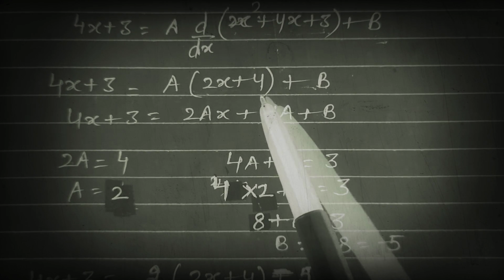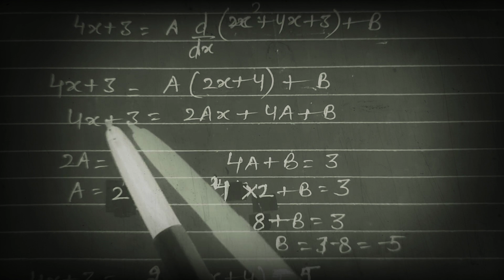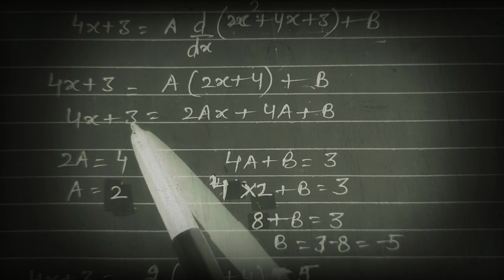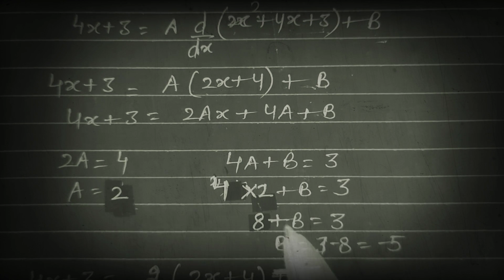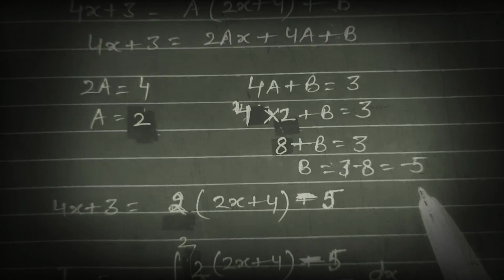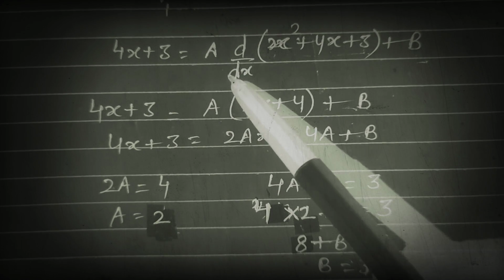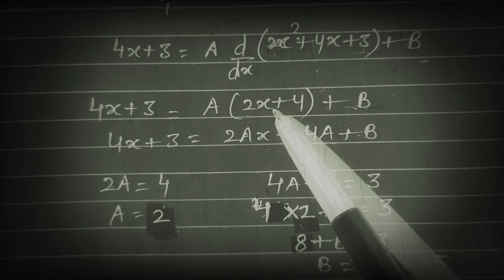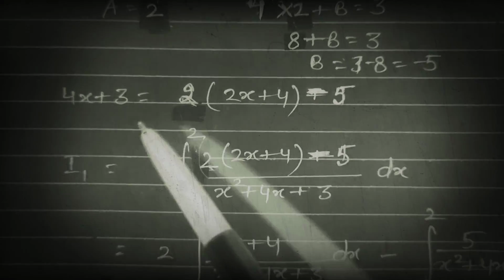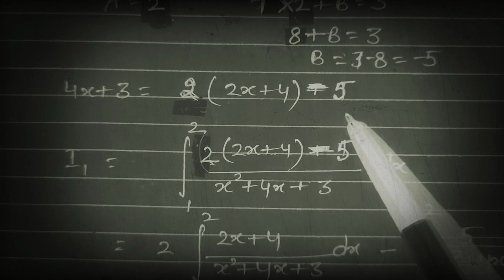It is 2ax plus 4a plus b. Comparing the coefficients, x coefficient is 2a, here 4. 2a is equal to 4 and 4a plus b is equal to 3. Then we will get a is 2 and b is minus 5. Then we can write 4x plus 3 as 2 into 2x plus 4 minus 5. 4x plus 3 is equal to 2 into 2x plus 4 minus 5.